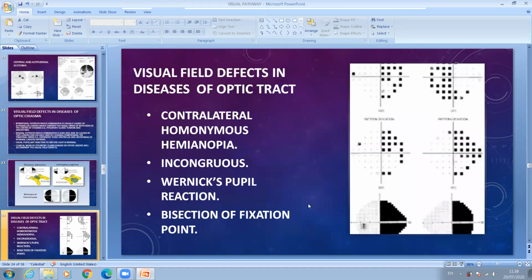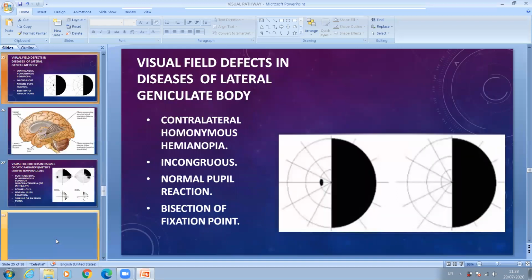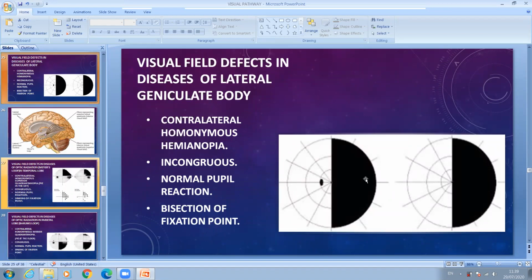Look at the visual field analysis recorded. A similar picture is seen. These are the optic tract lesions. Again, the left tract is affected and the right visual fields are involved. This is what is called a right homonymous hemianopia of the tract. Similarly, look at this area. This is the diagrammatic representation of the lateral geniculate body. If the left geniculate body is affected, it will cause a right homonymous hemianopia.